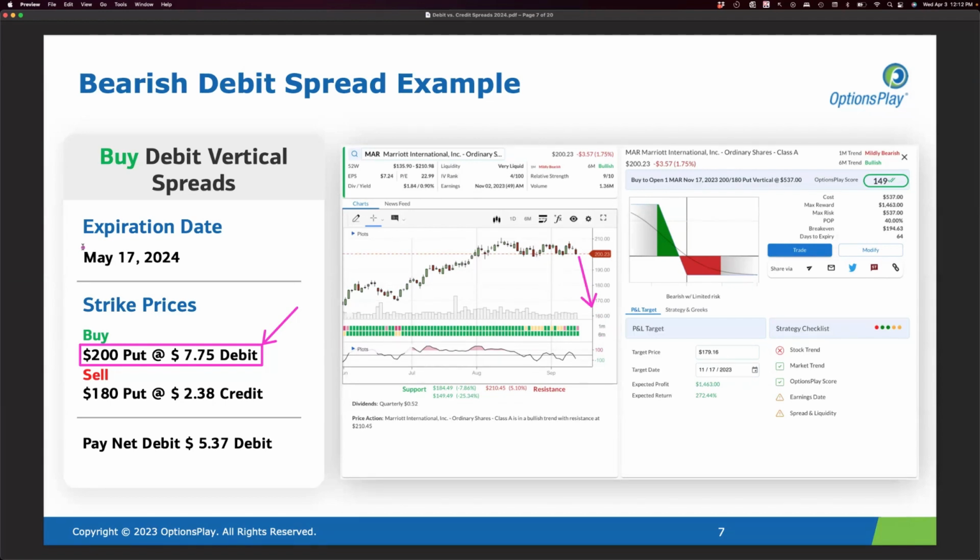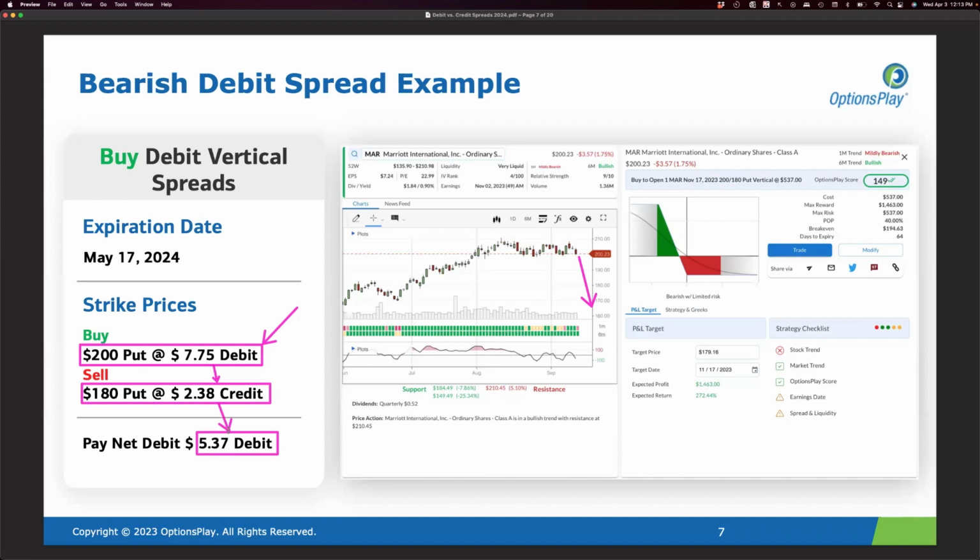So why should you pay for all that downside if you don't actually believe the stock is going to be materially below 180? So what you can do as an option trader is sell a 180 put and collect some premium. And what that's going to do is reduce the amount of cost that it takes to get into the trade.